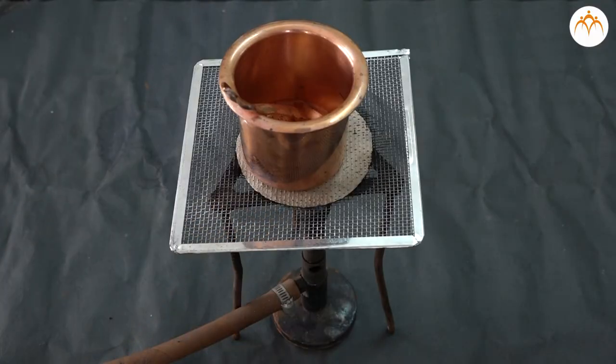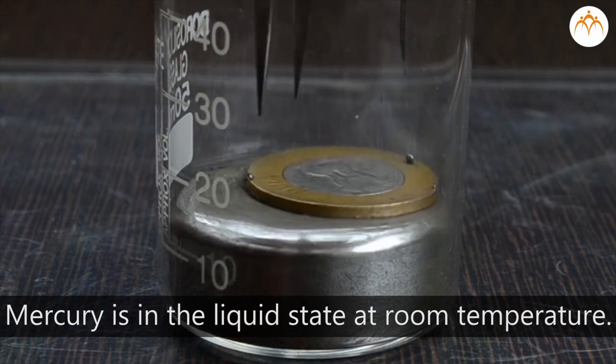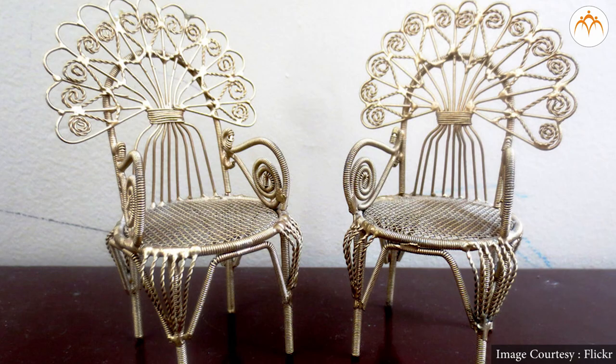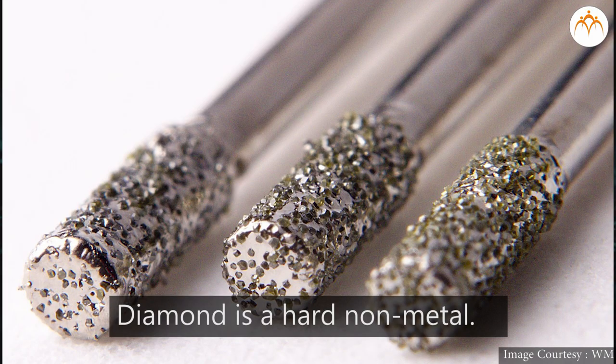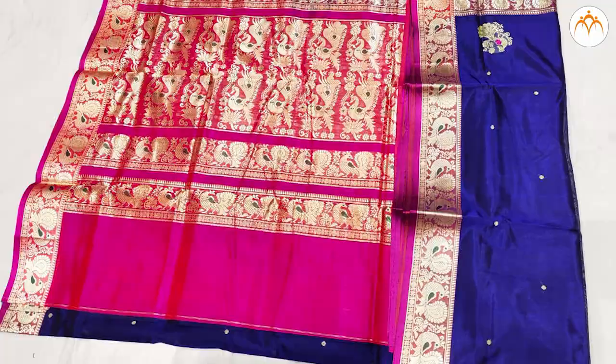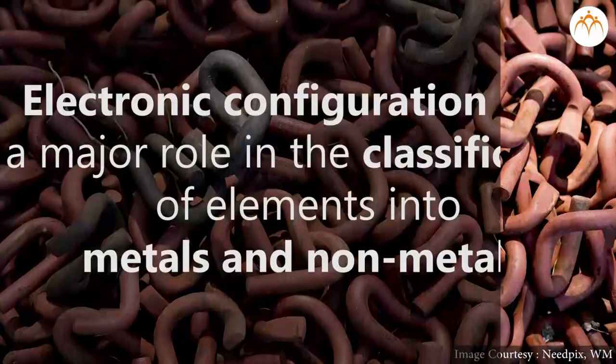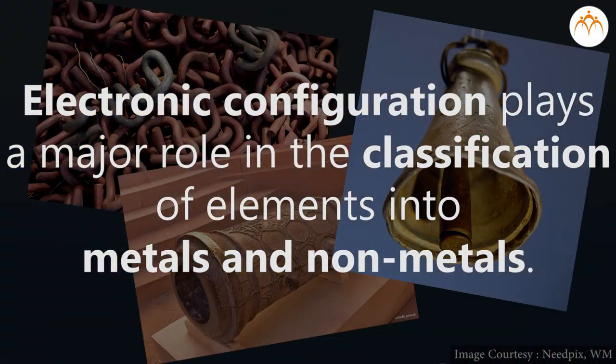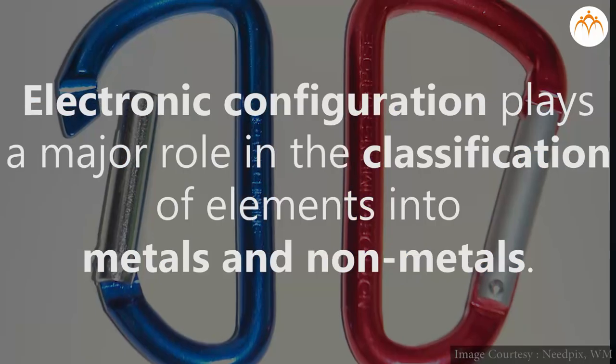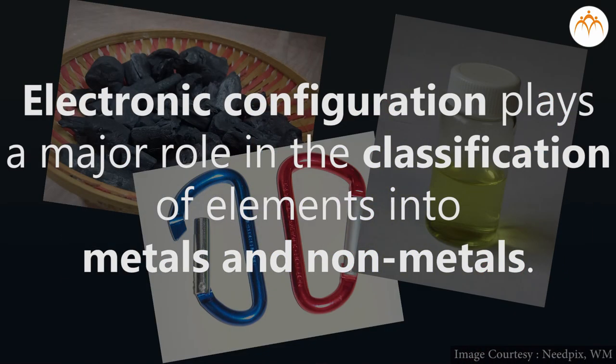Students, in the last video, we learned about physical properties of metals and non-metals and how these characteristic properties are the basis of many useful inventions in our day-to-day life. Now, in this video, today, we are going to learn more about chemical properties of metals and non-metals. You have learned in previous chapters that electronic configuration is the basis of chemical behavior of elements. In other words, electronic configuration plays a major role in the classification of elements into metals and non-metals.